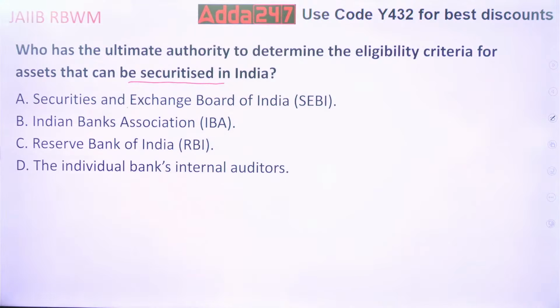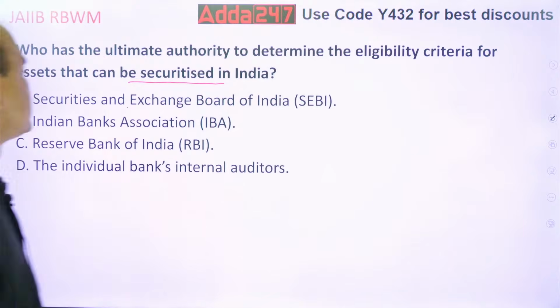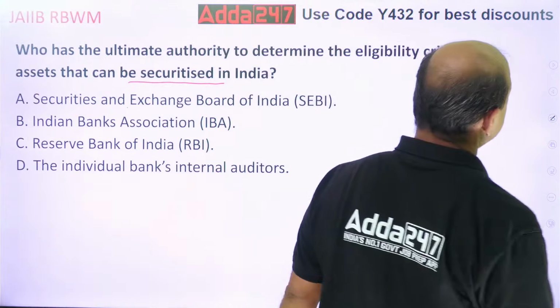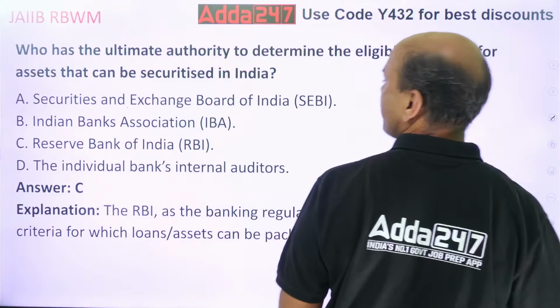Let me see. How many of you are answering this? Many of the questions are bouncers, right? Tough ones. B, IBA. Many of you are saying B, IBA. Let's see. It is auditors or RBI.